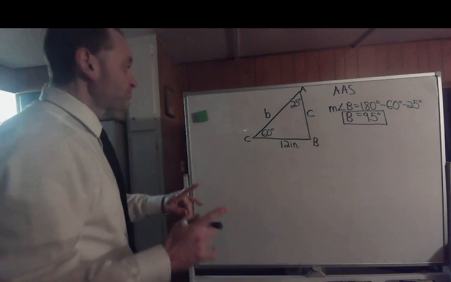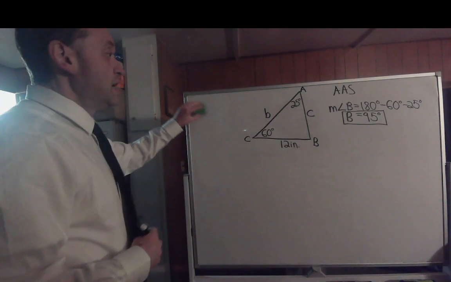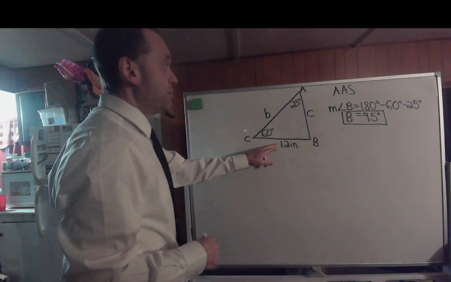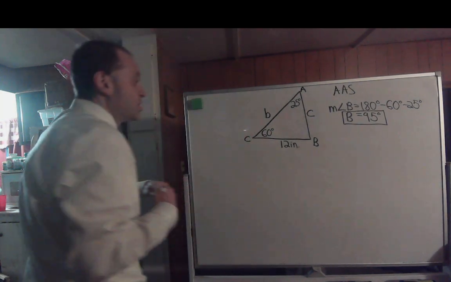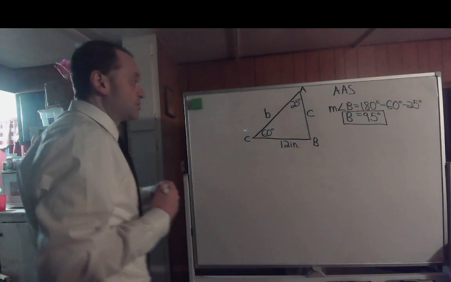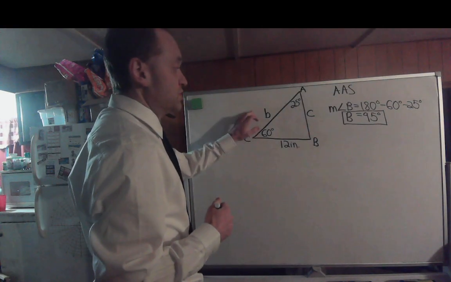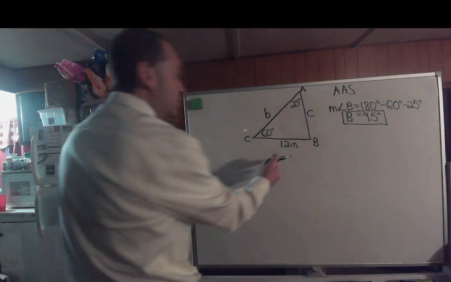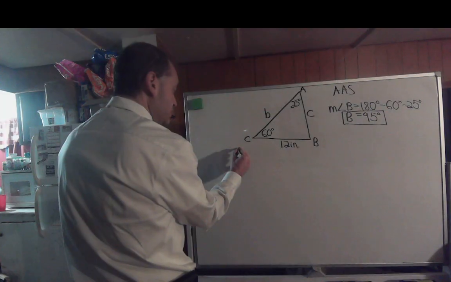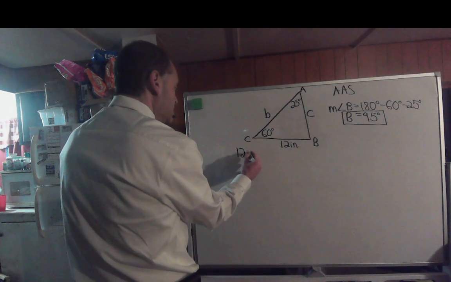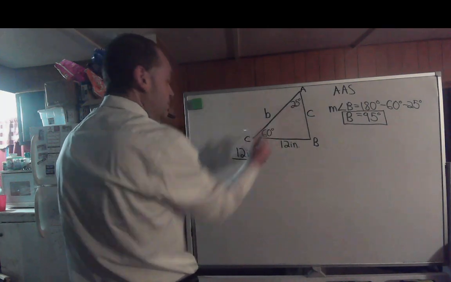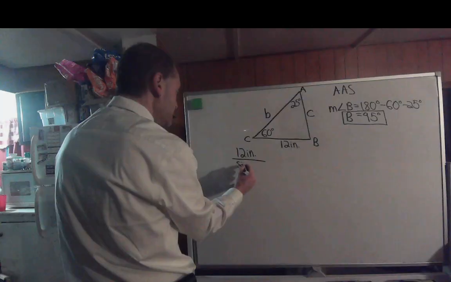Okay, now let's solve for some missing sides. We know side A, but what about side B? Well, you want to relate your sine ratios using the law of sines to a side you know. We know side A is 12 inches, right? So you could take that 12 inches over the sine of A, which is 25 degrees.